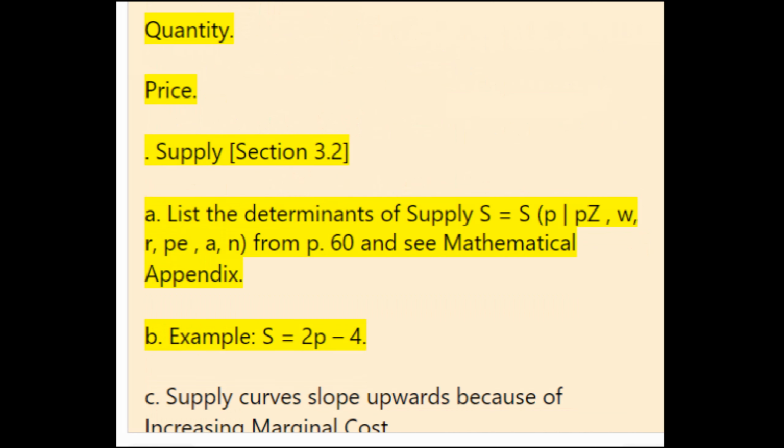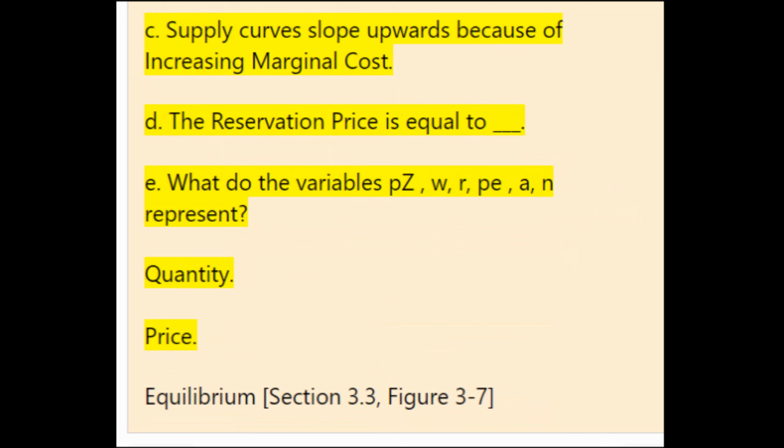Quantity. Price. Supply, section 3.2. A. List the determinants of supply. S equals S(P, PZ, W, R, P, A, N) from P60 and C mathematical appendix. B. Example, S equals 2P minus 4. C. Supply curve slopes upwards because of increasing marginal cost. D. The reservation price is equal to ___. E. What do the variables PZ, W, R, P, A, N represent?